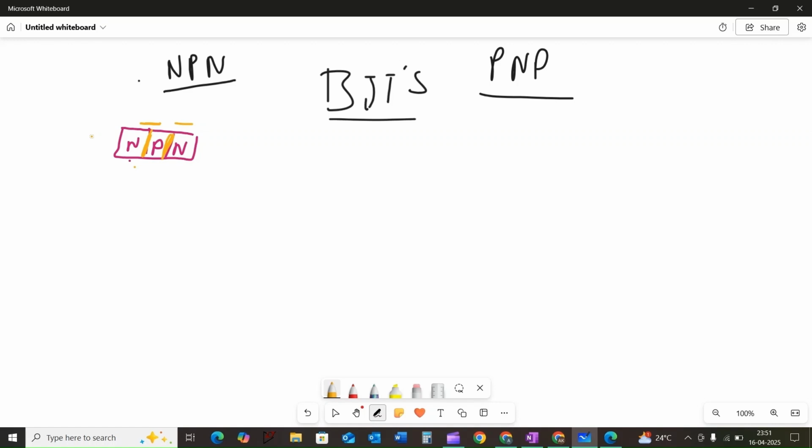In an NPN transistor, this is the collector and this is the emitter, both made up of N type semiconductor, and the base is made up of P type semiconductor. And this NPN transistor can be visualized as two diodes connected back to back, which will be like this.